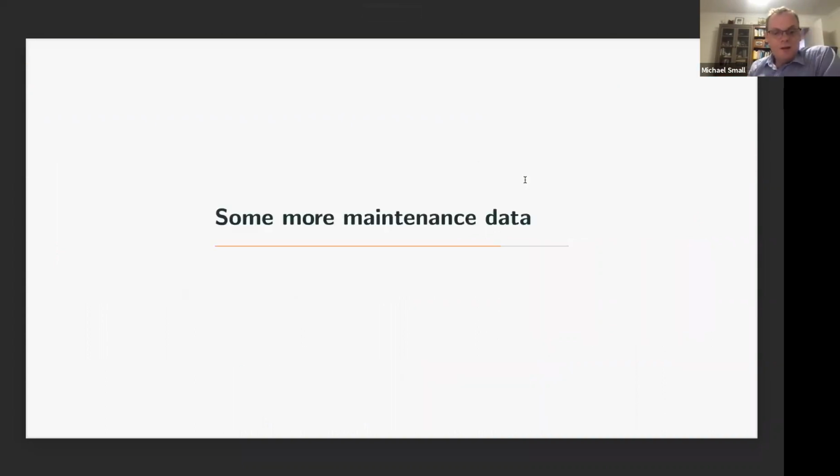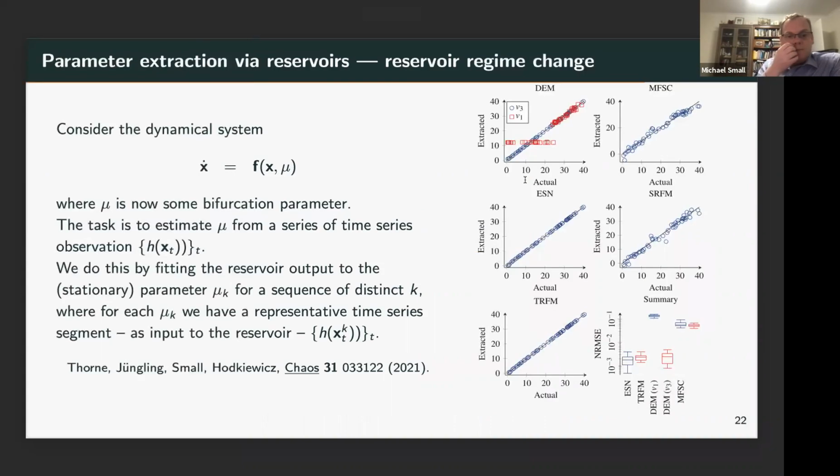Okay, so let me finish by moving back to a more practical, more applied problem and some more data from the maintenance domain. So this is an exercise in parameter estimation. The setting now is a dynamical system, x dot equals f of x, but I've got some bifurcation parameter, and I wish to estimate that bifurcation parameter from my time series. So what I'm doing is I generate pieces of time series with different bifurcation parameters, and I take each of those bits of time series, drive my reservoir with that piece of time series, and then fit the output of that driven reservoir to give the stationary value of the bifurcation parameter. So on average, the mean value of the output is the bifurcation parameter.